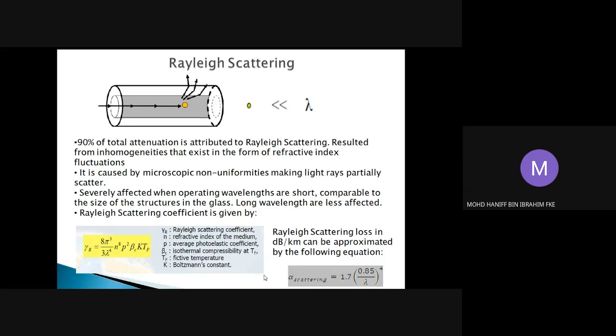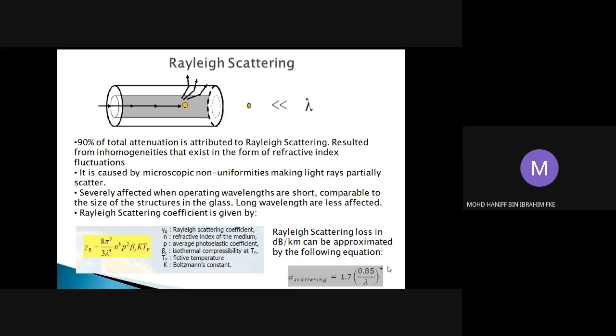There is also an equation that can be used to approximate the Rayleigh scattering loss in dB per kilometer, given by 1.7 multiplied by 0.85 over lambda to the power of 4. This equation may be used, but it will be given to you. You don't have to memorize it. All the important equations will be given to you. Never memorize the equation. The important thing for this subject is that you understand the concept of fiber optics communication very well.